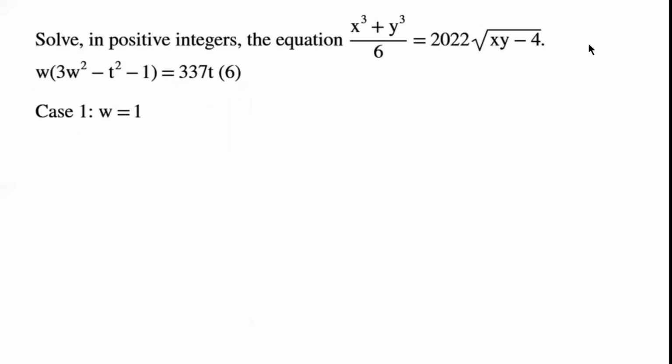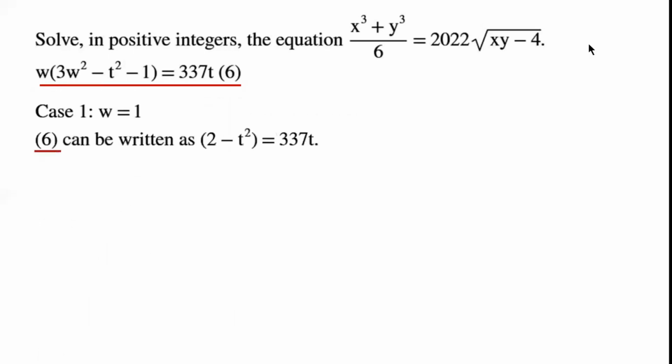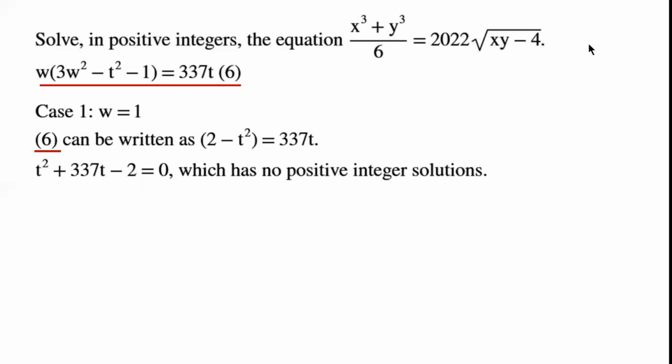Case 1, w equals 1. Equation 6 can be written as 2 minus t squared equals 337t. By rearranging the equation, we can now write t squared plus 337t minus 2 equals 0, which has no positive integer solutions.